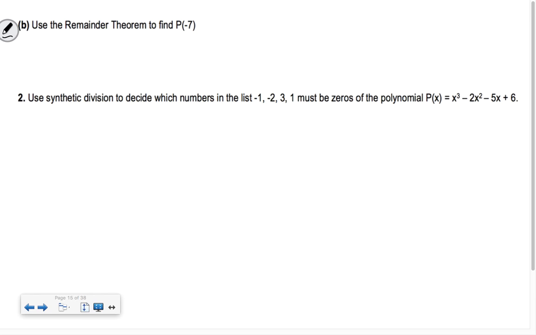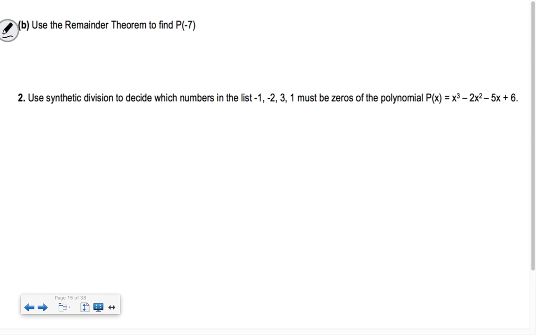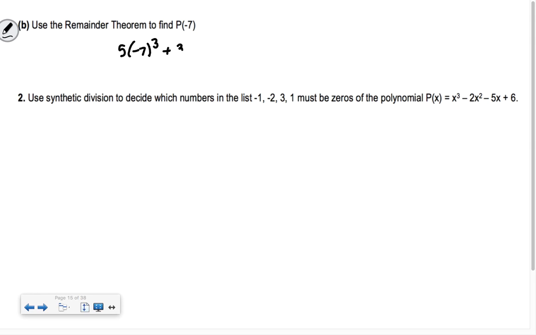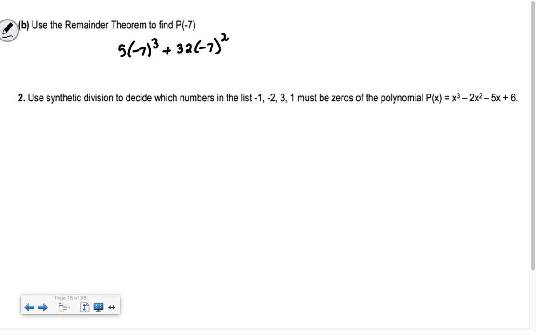And that's where it gets a little bit difficult, because if I'm finding p of negative 7, I'm going to have 5 times negative 7 cubed. Do we know negative 7 cubed? Plus 32 times negative 7 squared, minus 11 times negative 7. Was it plus 75? Yeah, plus 75.